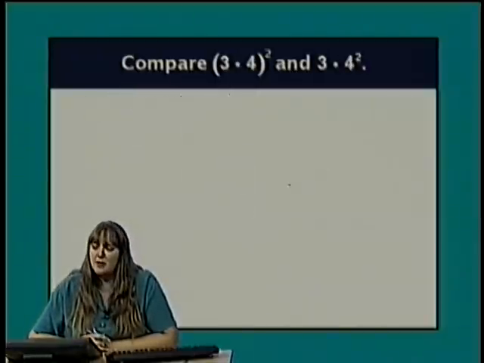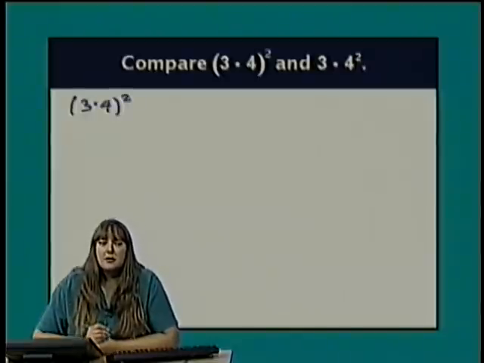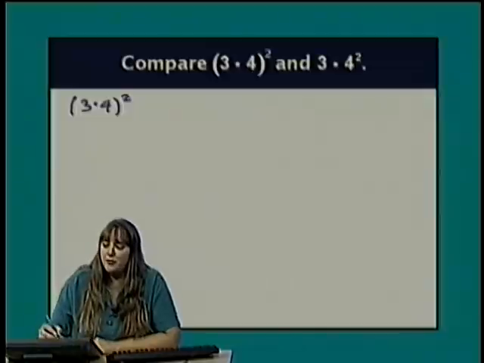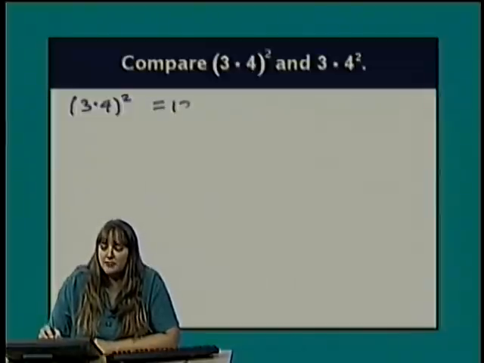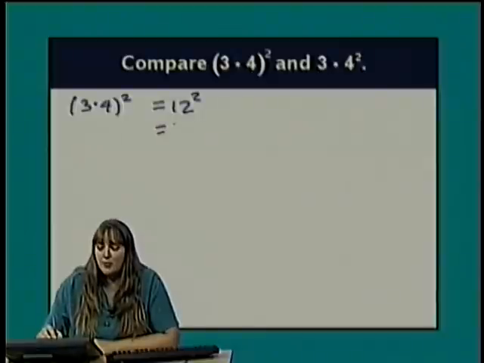Now let's compare 3 times 4, that whole product raised to the 2nd power, and 3 times 4 squared. So the 3 times 4 in parentheses tells me I need to deal with grouping symbols first. I need to multiply before I exponentiate. So I need to multiply 3 and 4. That gives me 12. And I'm squaring 12. 12 squared is 144.